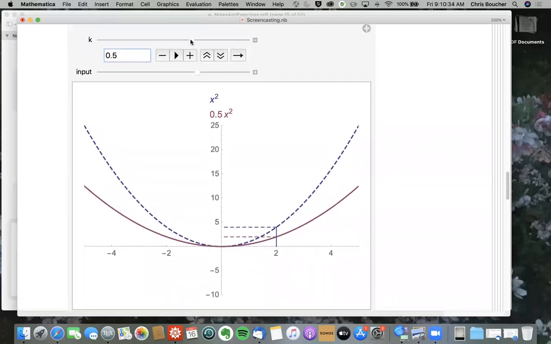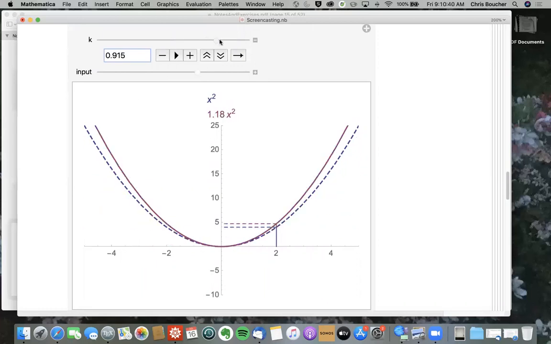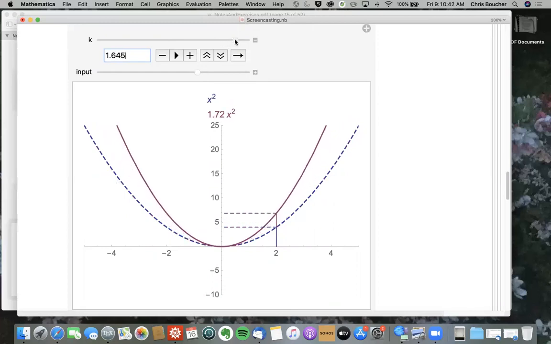So let me move around here so we can see. The lower the k value, the more it stretches towards the x-axis. And then for larger k values, I'm stretching away from the x-axis.